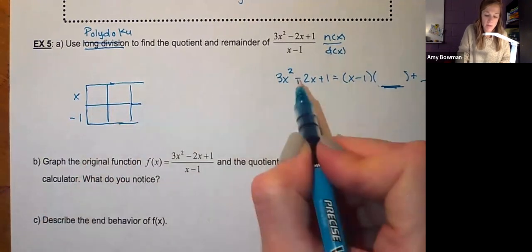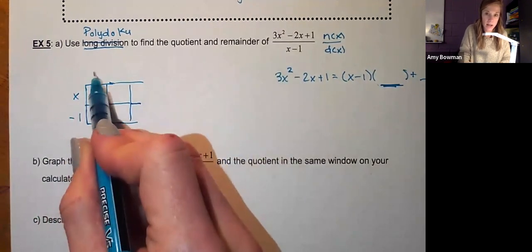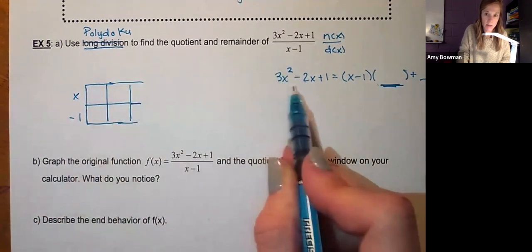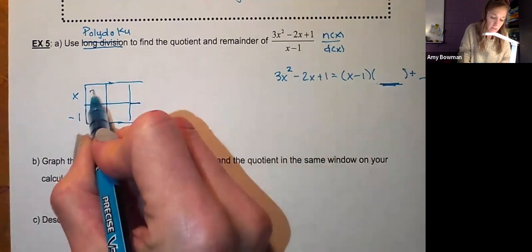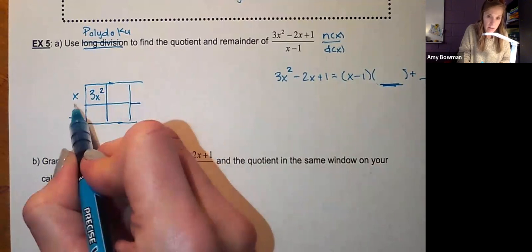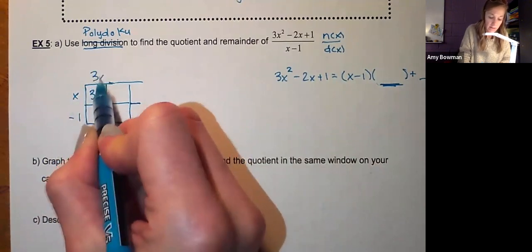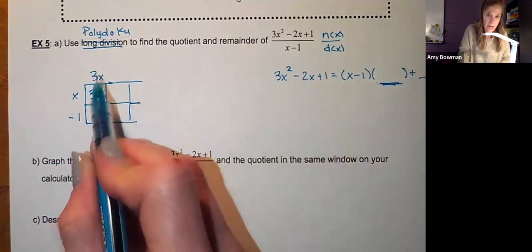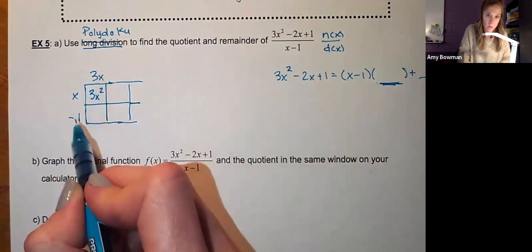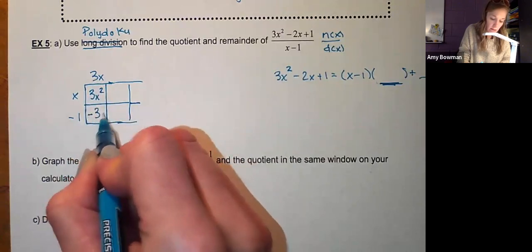So if you remember from last year, this first term right here, x times whatever is here has to add up to, or multiply to, that 3x squared. So we start by putting the 3x squared here. Then x times what is 3x squared? Well, that means this dimension has to be 3x. But if that's 3x, and I already know this is negative 1 right here, that means I can get that product, which is negative 3x.